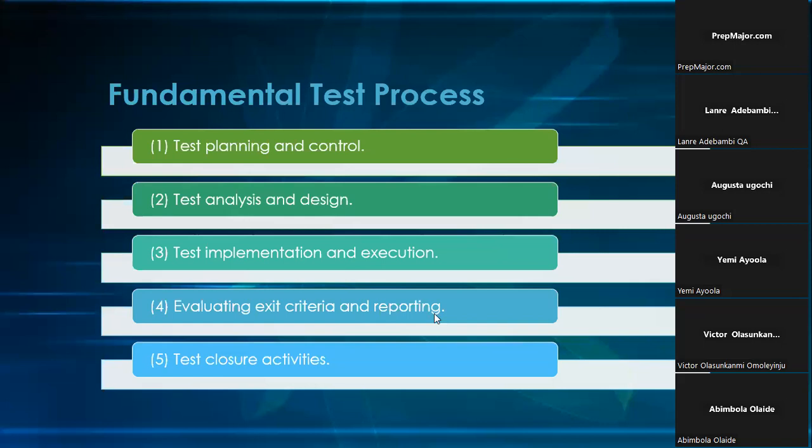So most of this thing, you have those 2 words when it comes to it. I'm telling you, this is an interview question. What is the difference between entry and exit criteria? So evaluating exit criteria and reporting. So now we have done the implementation. We have done the execution. We have done the test planning and control, the test analysis and design, the implementation and execution. So we finished. So we want to evaluate the exit criteria.